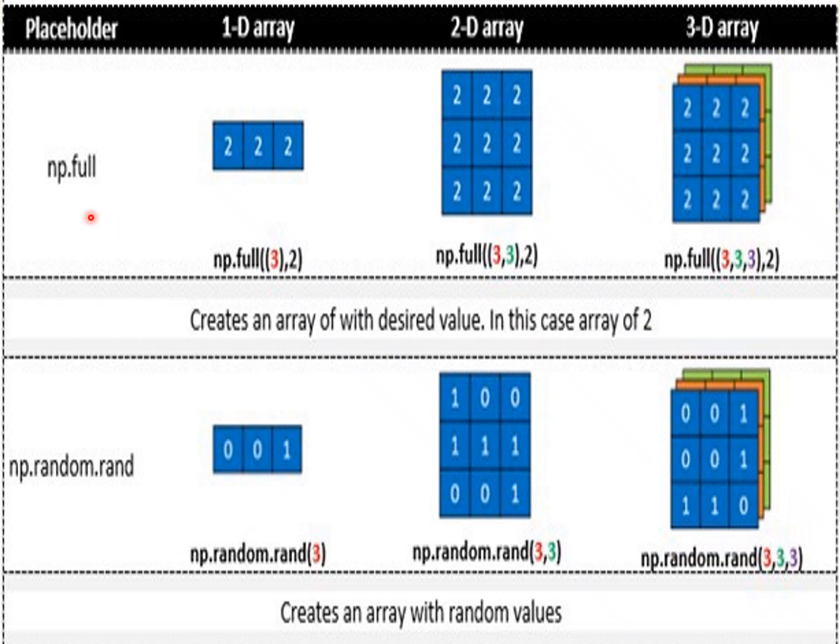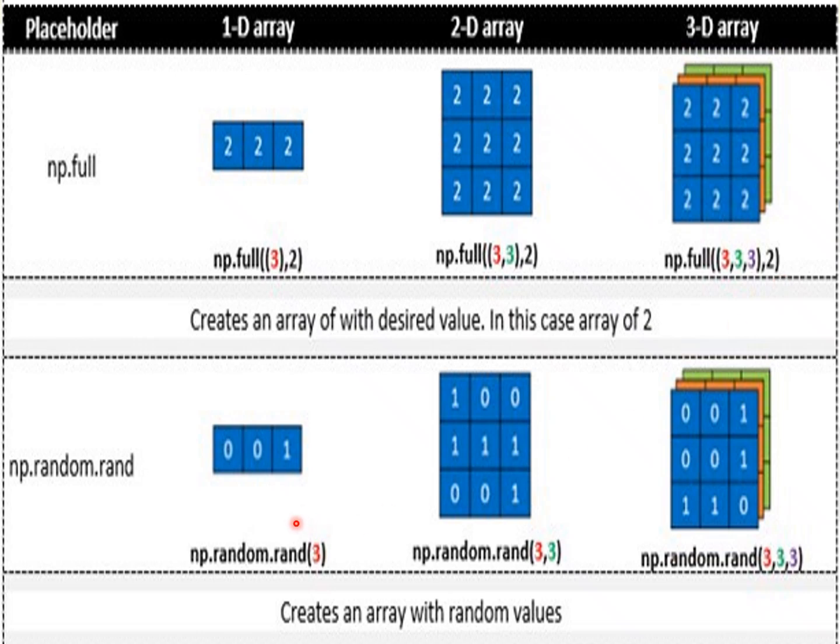Okay, np.full. I have told you about this. Within these brackets you give a value, so that many times the value 2 has to be filled. Since this is one-dimensional, the value 2 is placed three times. Similarly, for 3 rows and 3 columns, the value 2 has to be filled, so np.full. And for 3 rows, 3 columns, 3 frames, the value 2 has to be filled. In that case, you give it like this.